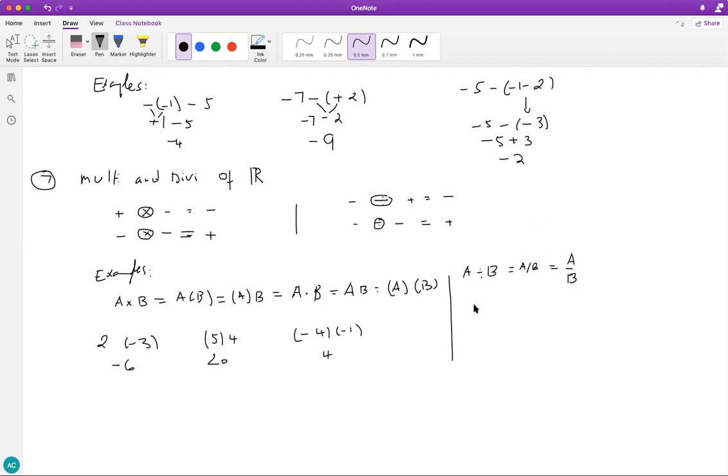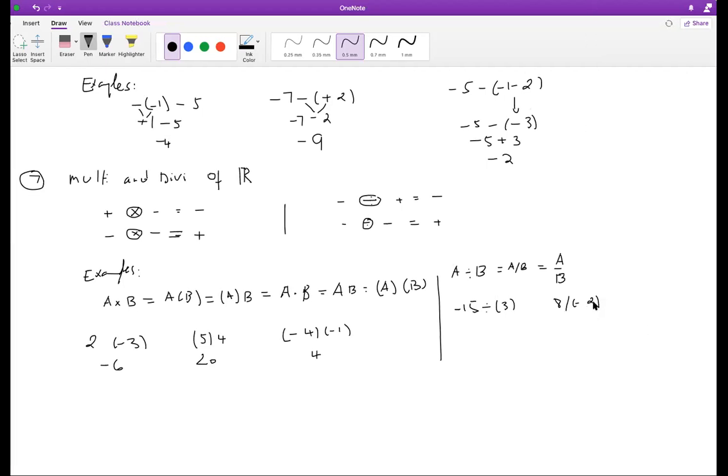Yeah, so now let's do a couple of examples here. Say -15 divided by 3. Let's also do 8 by -2. And also we can do negative, let's say, 20 divided by negative 10. Okay, what is this first one equal to?